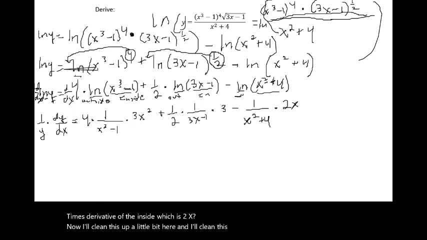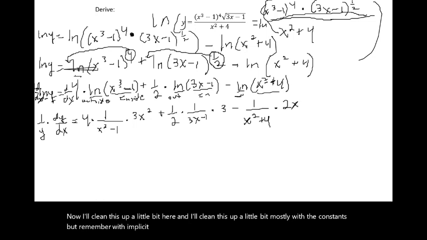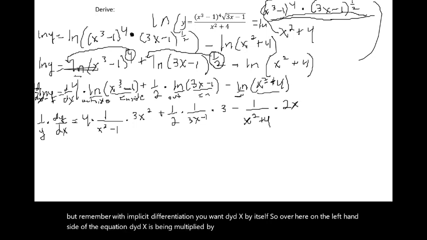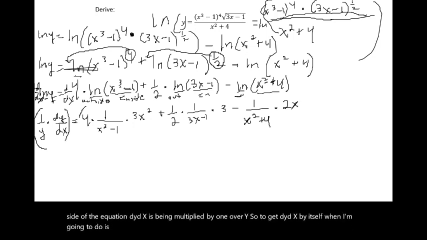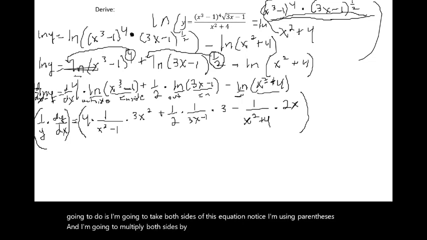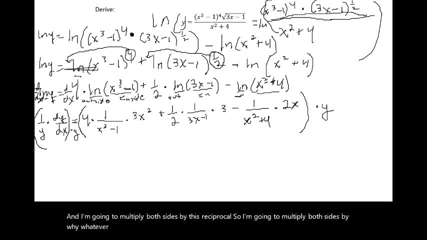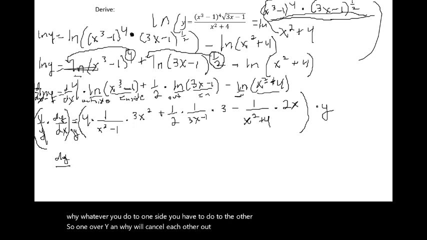Now I'll clean this up a little bit, mostly with the constants. But remember, with implicit differentiation, you want dy/dx by itself. So over here on the left-hand side of the equation, dy/dx is being multiplied by 1 over y. So to get dy/dx by itself, I'm going to take both sides of this equation, notice I'm using parentheses, and multiply both sides by the reciprocal. So I'm going to multiply both sides by y. Whatever you do to one side, you have to do to the other. So 1 over y and y will cancel each other out, leaving you with dy/dx by itself.